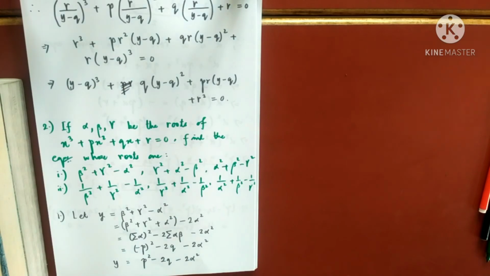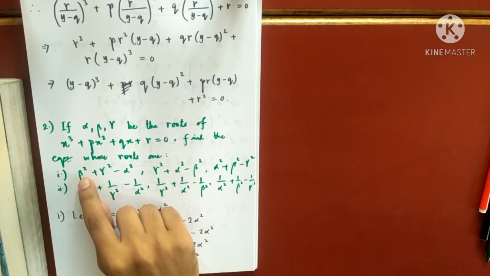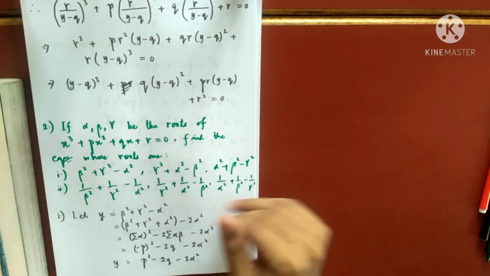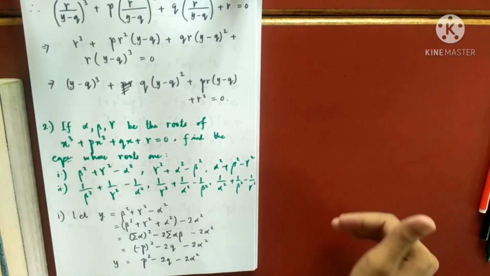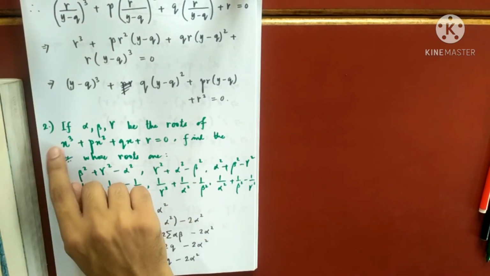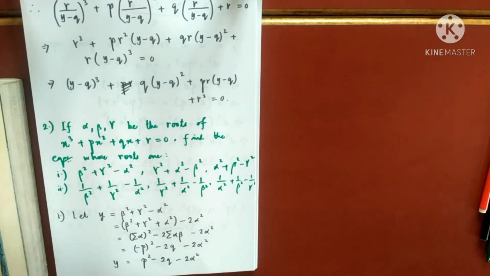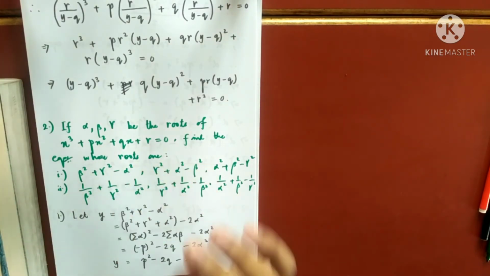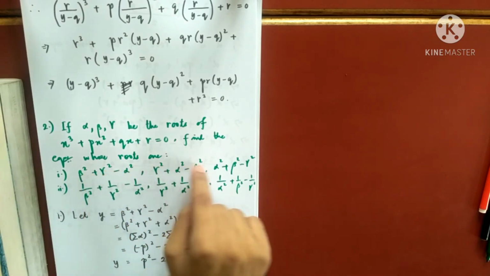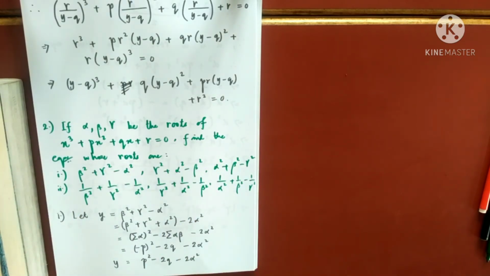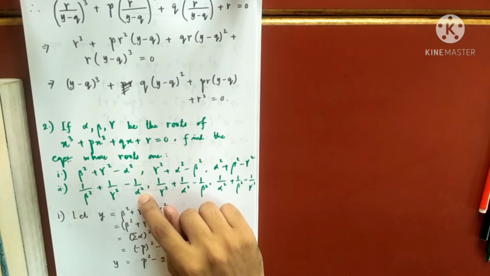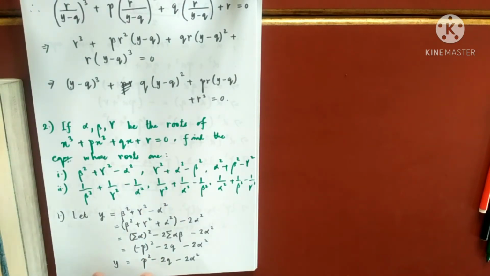Because once I know if the roots are alpha, beta, gamma, then an equation whose roots are this, this and this can be easily determined. So what I will first do, I will get an equation whose roots are 1 by alpha, 1 by beta, 1 by gamma, and then I'll apply the first concept, question number 1, that I have to square two roots and subtract the third. So this is the idea that I'll be using.